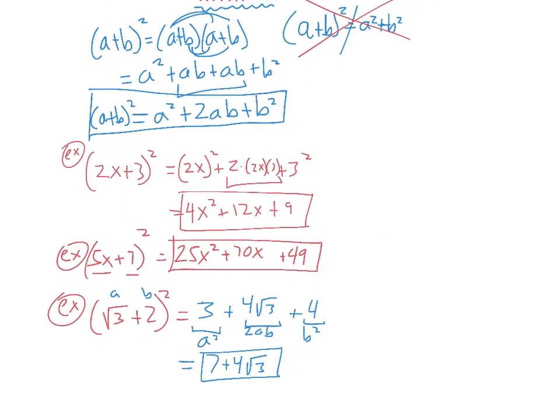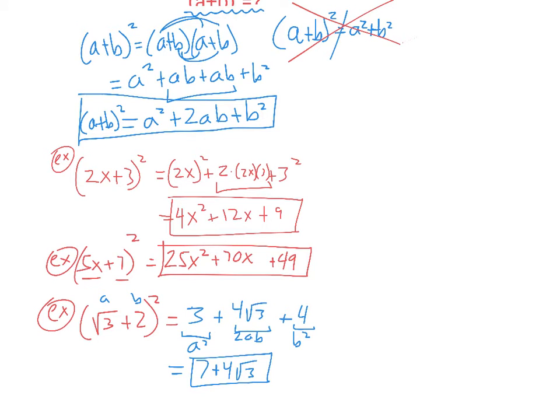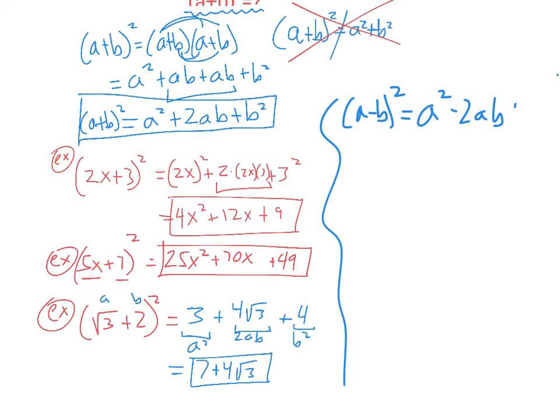Now, one more version, and we'll call it good. (a minus b) squared. Well, if we multiply this out, if this was a minus and a minus, then this would be a minus ab and a minus ab. The only difference would be this would be a minus 2ab. Negative b times negative b is still positive b squared. So it's a squared minus 2ab plus b squared. Okay.